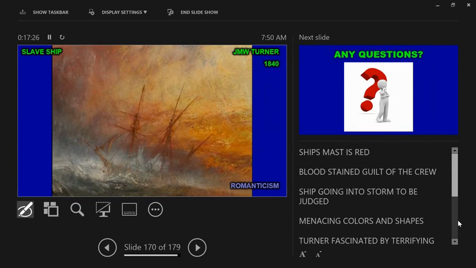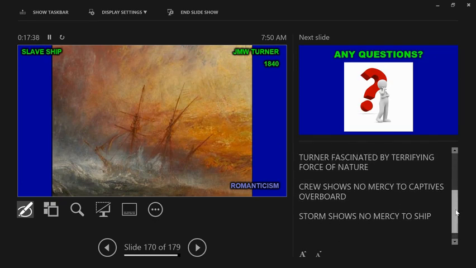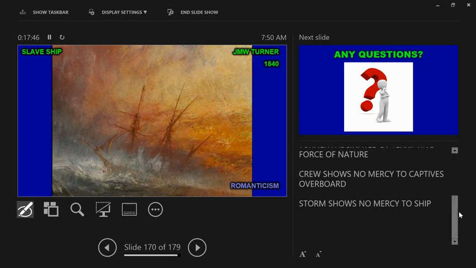And the ship mast is red. It's like a bloody guilt of what the crew has done. And the ship is going into the storm to be judged. I just talked about that. Very menacing colors and shapes. And Turner was fascinated by the terrifying force of nature, and that definitely shows in this painting. The crew shows no mercy to the captives that they've thrown overboard, and the storm shows no mercy to the ship.